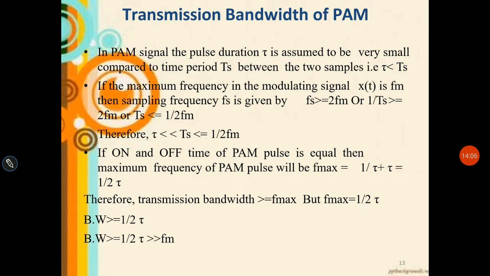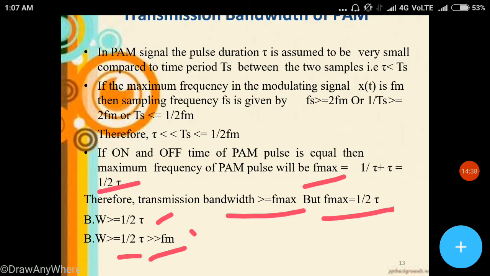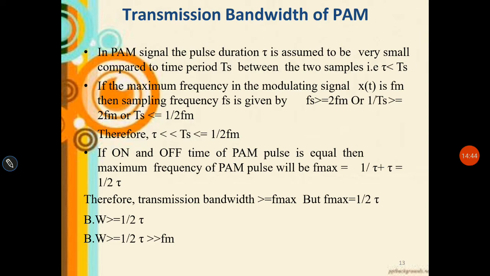If the on and off time of the PAM signal is equal, then the maximum frequency of the PAM pulse will be f max equal to 1 by tau plus tau, that means 1 by 2 tau. Therefore, the transmission bandwidth must be greater than or equal to f max. But f max is equal to 1 by 2 tau, as we get from the earlier equation. So the bandwidth must be greater than or equal to 1 by 2 tau, or very, very much greater than Fm. So the bandwidth must be very, very much greater than Fm. This is the transmission bandwidth requirement of a PAM signal.